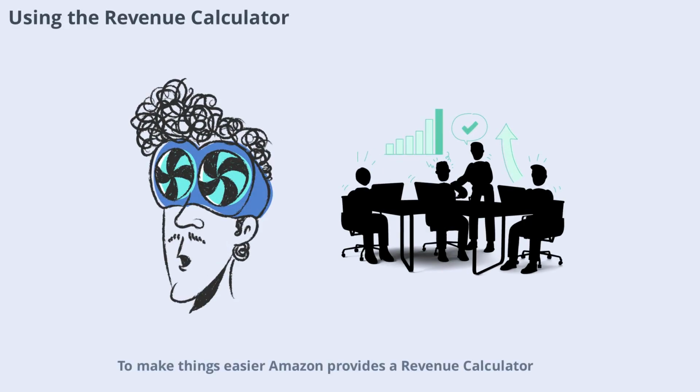To make things easier, Amazon provides a revenue calculator. Start by logging in and entering your target price, which is the price you plan to sell your product for. The calculator will prompt you to enter your buying price, shipping costs, and other expenses. This tool will automatically calculate your expected profit margin, saving you time and reducing the risk of errors. Let's see how to use it step by step.